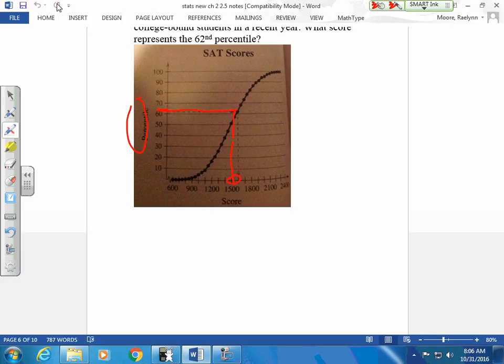If I ask you what is at the 30th percentile, what score would you tell me is at the 30th percentile? What score would you say? What are they going by? Try to figure out where they're going. So here's a 600, here's a 900. Are they going by hundreds? 900, 1,000? Between 1200s, 13, 14, 15?